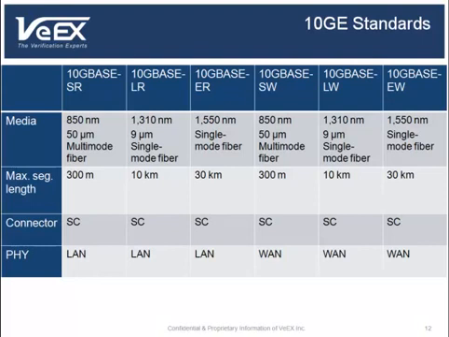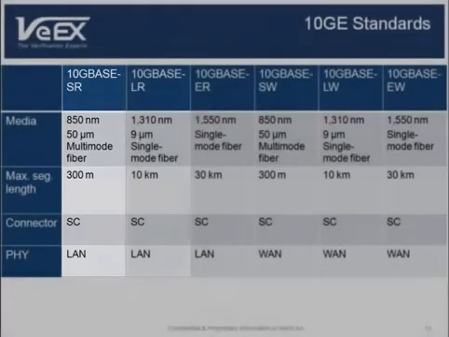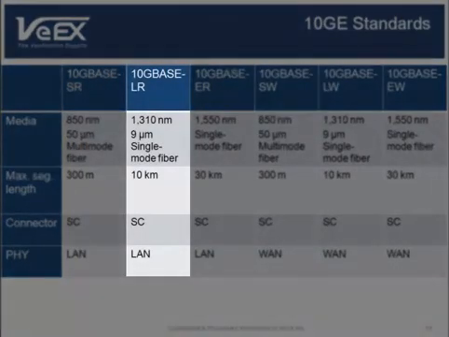The next three 10 gigabit Ethernet standards have a LAN physical layer. 10GBASE-SR, where SR stands for short range, uses 850 nanometer laser on multi-mode fiber, and it has a maximum segment length of 300 meters. 10GBASE-LR, where LR stands for long reach, uses 1310 nanometer laser on single-mode fiber with a maximum segment length of 10 kilometers. Single-mode fiber is used for communication over longer distances. Like the previous Ethernet standard, 10GBASE-LR has a LAN physical layer.